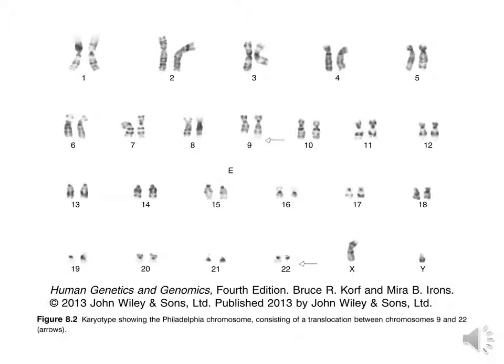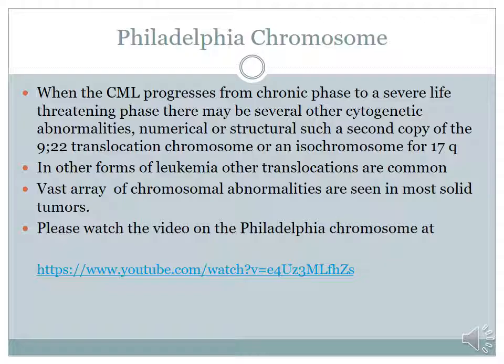This karyotype is showing you the Philadelphia chromosome, which consists of a translocation between chromosomes number 9 and 22, which you can see here. When the CML progresses from the chronic phase to a severe life-threatening phase, there may be several other cytogenetic abnormalities that might occur, numerical or structural. One of these is a second copy of the 9;22 translocation chromosome, or an isochromosome 17q.